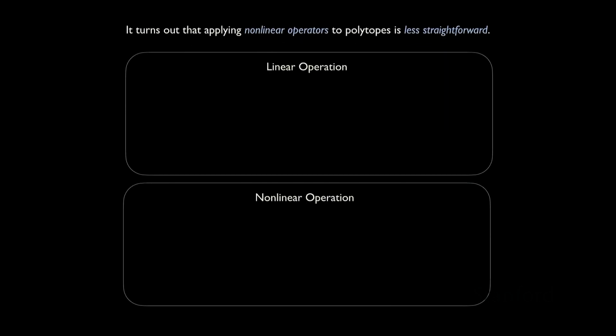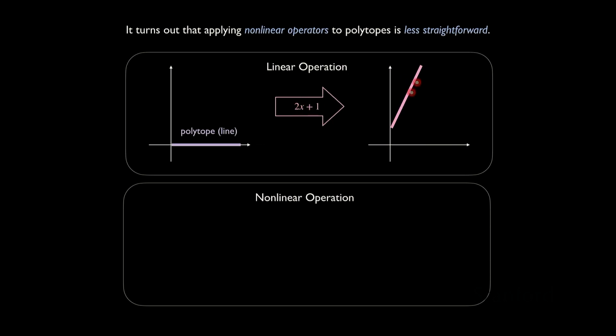So things are generally a little bit more difficult for nonlinear reachability, and I'll demonstrate why, or what this looks like. So let's say we want to apply a linear operation to some polytope. In this case, our polytope just has two vertices. It's just a line segment. We apply some linear operation to it, so maybe like 2x plus 1, so this is just multiplication and addition like before, and the line turns into something like this, which is still a polytope, still a line segment.